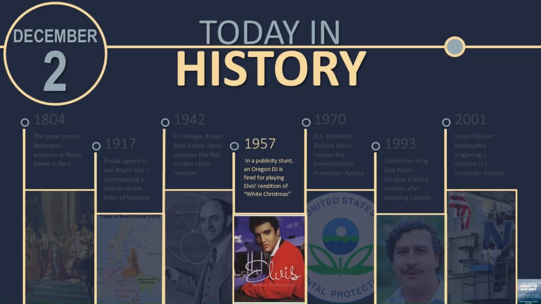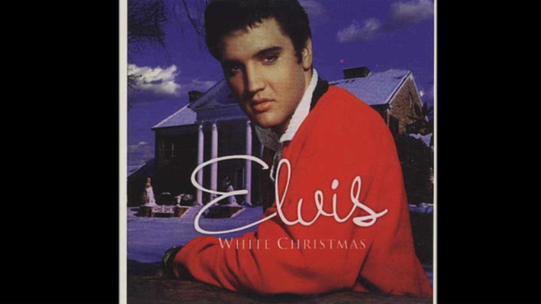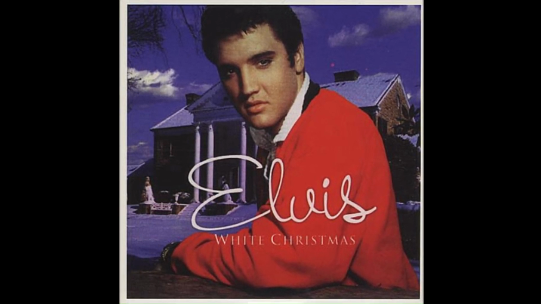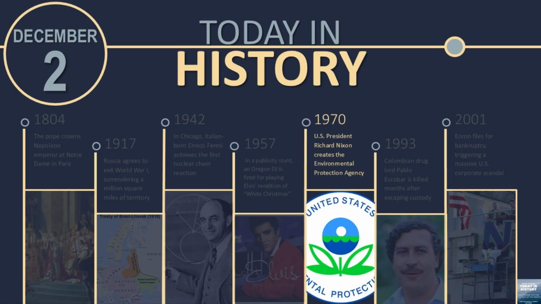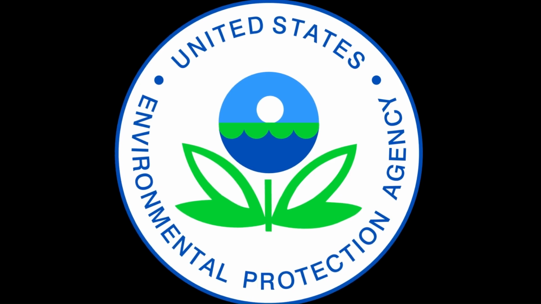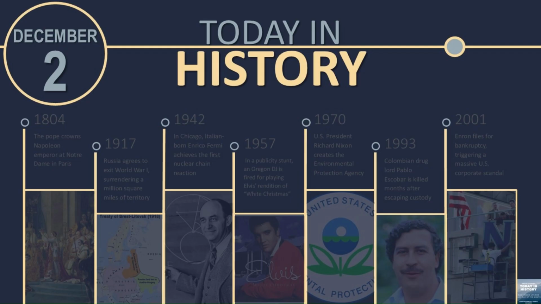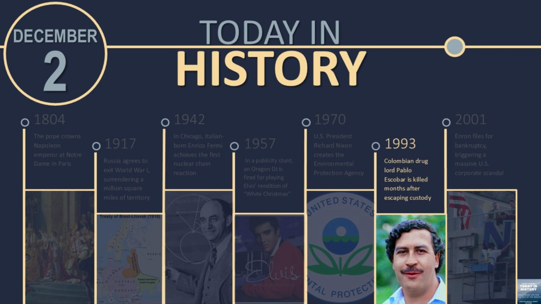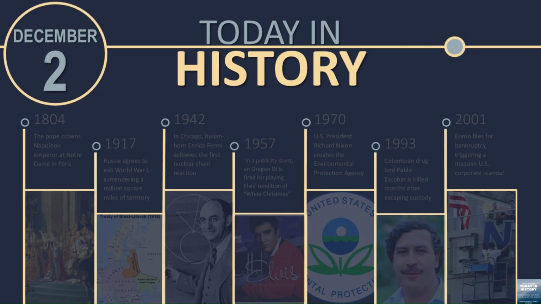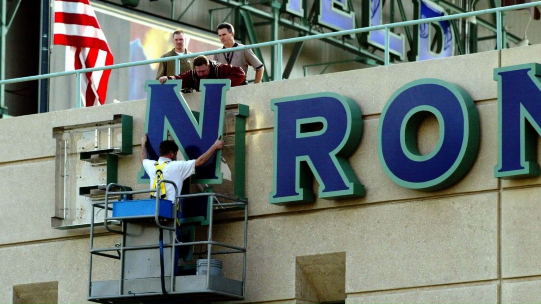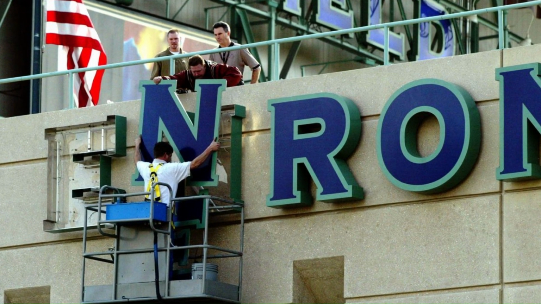In 1957, in a publicity stunt, an Oregon DJ is fired for playing Elvis's rendition of White Christmas. In 1970, U.S. President Richard Nixon creates the Environmental Protection Agency. In 1993, Colombian drug lord Pablo Escobar is killed months after escaping custody. In 2001, Enron files for bankruptcy, triggering a massive U.S. corporate scandal.